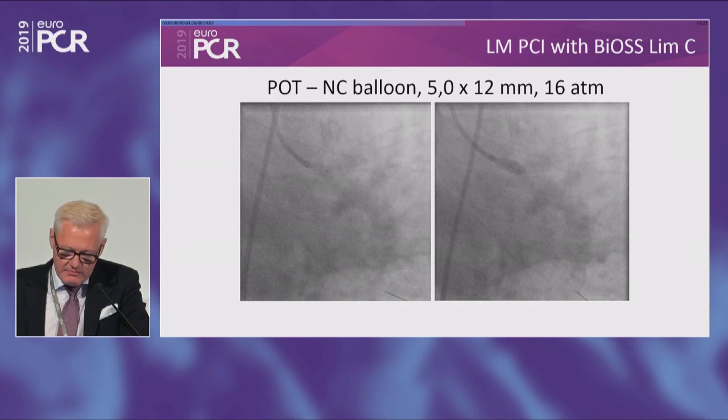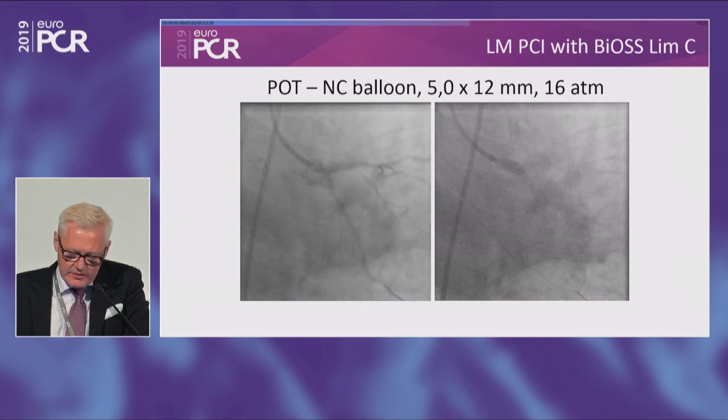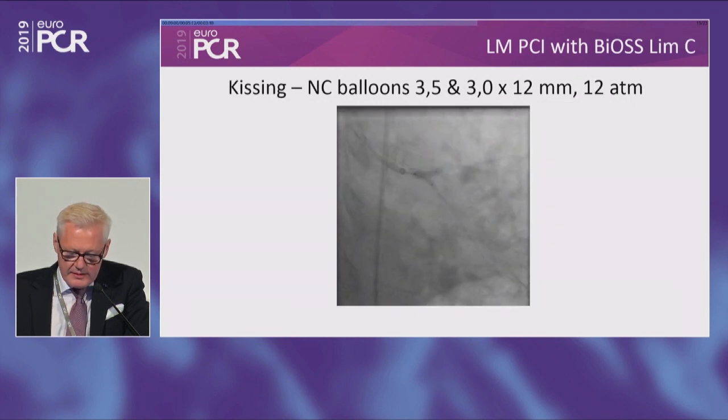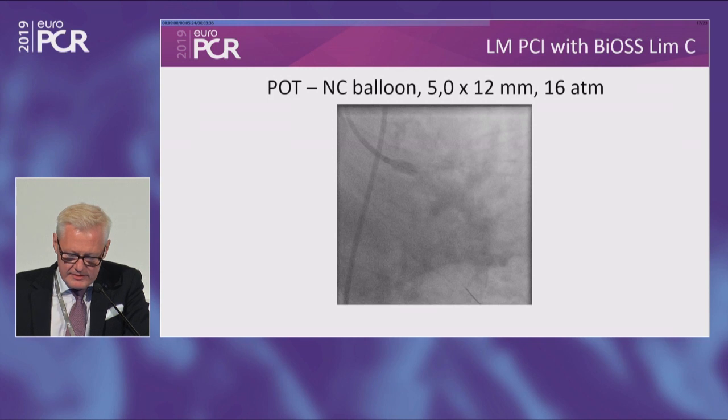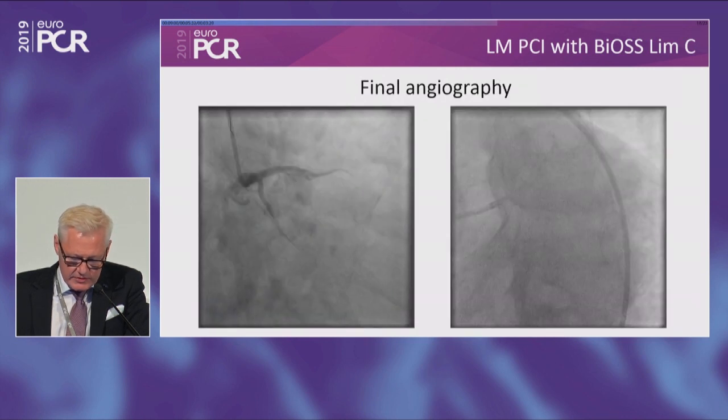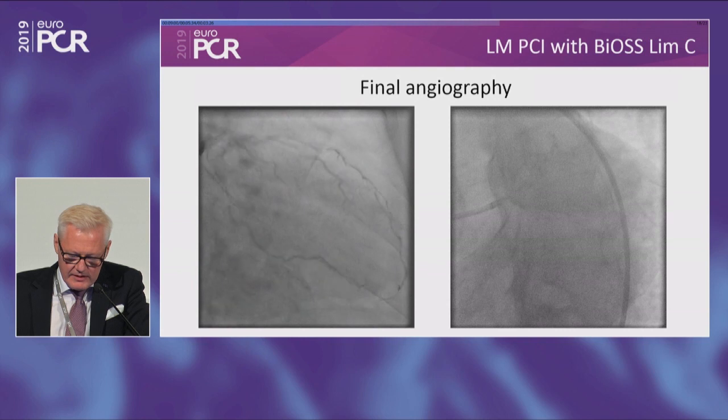according to the reference diameters. The maximum size of the BiOSS was not enough to achieve 5.0, so I did 5.0 balloon post-dilatation with 16 atmospheres. And then I did a kissing due to some carina shift from LAD towards circumflex. It was necessary to use kissing balloon inflations 3.5 in LAD and 3.0 in circumflex. And usually after kissing balloon inflations, I finish with re-POT, the same balloon, 16 atmospheres. And this is the final result.